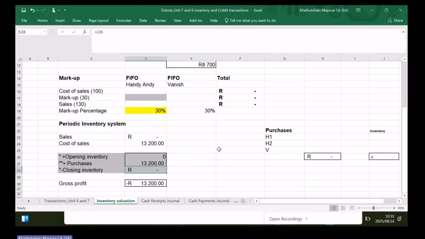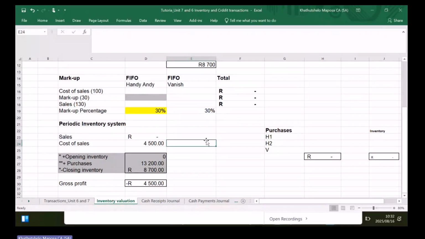Okay, 13,200. And the value of the closing inventory on the periodic inventory system, we're going to give it to you. So let's assume that it will be the same as the 8,700 that we have calculated earlier on. Let's assume that it will be 8,700. So we're saying the cost of the inventory that we have sold is 4,500 in that regard.